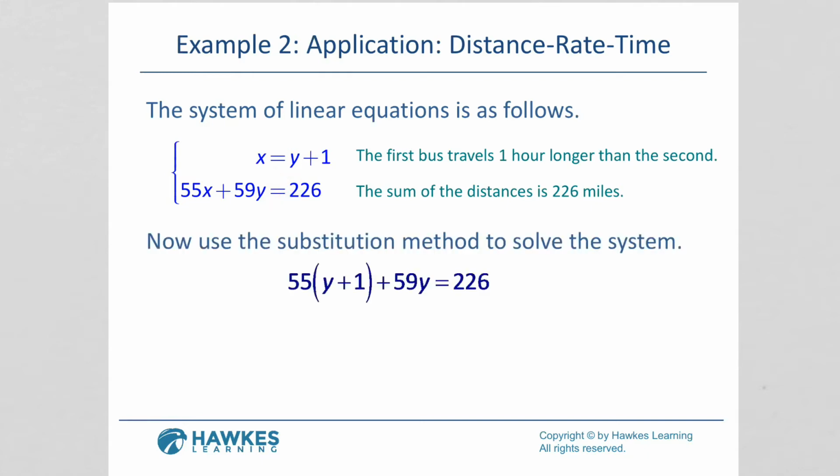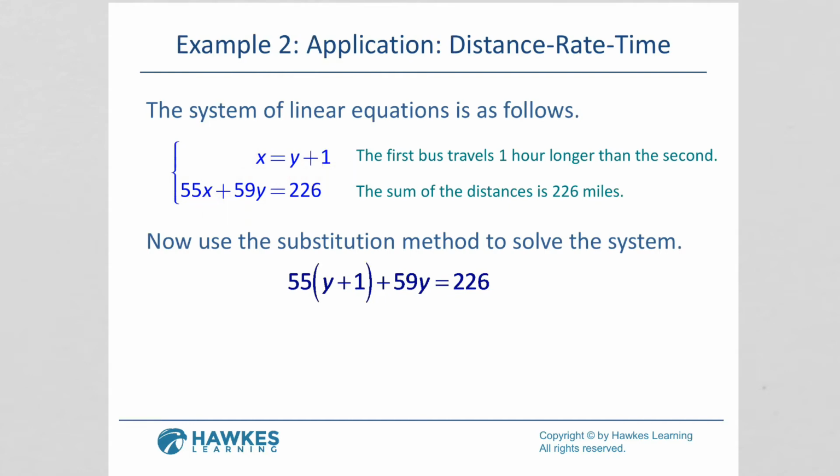Now we'll use the substitution method to solve the system. And when you're in the application section problems, you get to choose which method you want to use. Graphing is probably not going to be the most useful because it's not always accurate. But you can use substitution or you can use addition. The reason we're choosing substitution here is because this equation is already solved for X. So I'm going to replace the X here with Y plus 1.